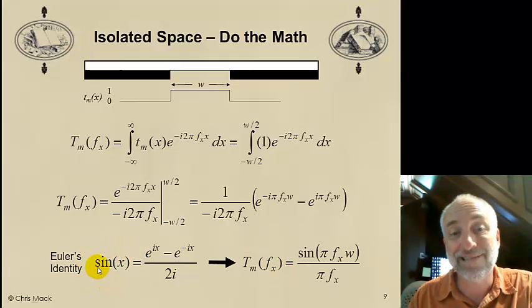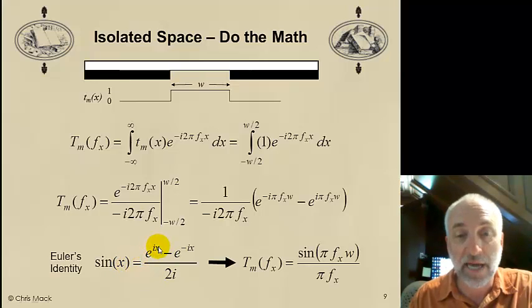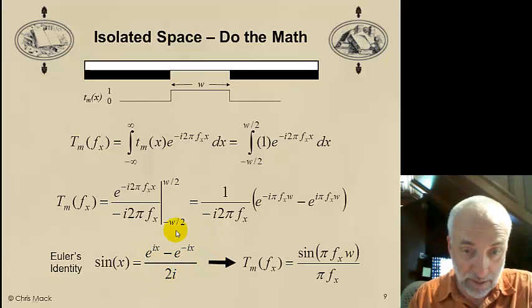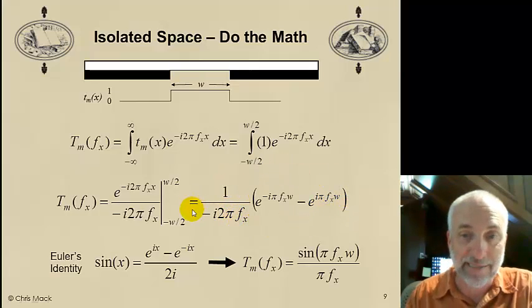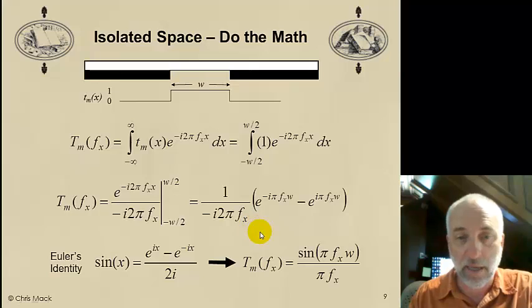It simply says the sine of some variable x is nothing more than e to the ix minus e to the minus ix divided by 2i. That's Euler's identity. These two things are the same. And if I look here, I recognize that I've got that exact form. And I can plug it in.